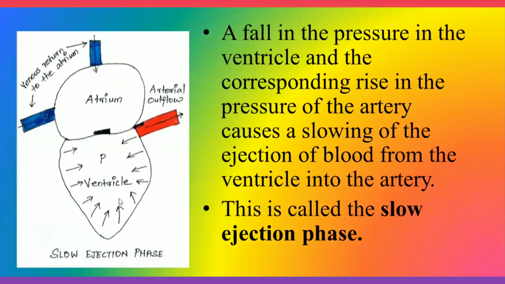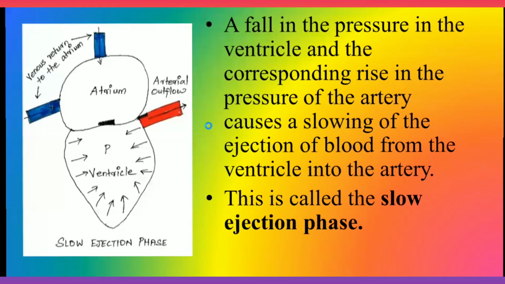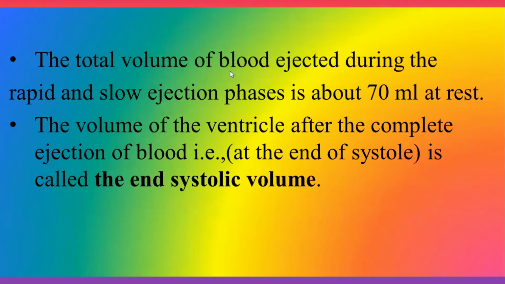When the blood moves from the ventricle into the artery, the pressure in the artery will increase at a certain point of time, right? So here the pressure in the ventricle will be low. A fall in the pressure in the ventricle and a corresponding rise in the pressure in this artery causes a slowing down of ejection of blood from ventricle into artery. This is called the slow ejection phase. The total volume of blood ejected during rapid and slow ejection is about 70 ml at rest.